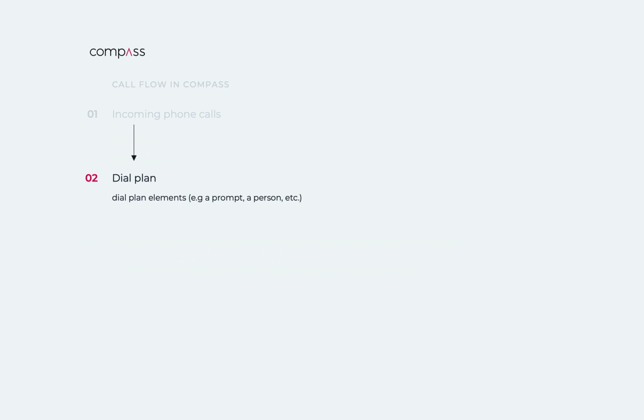The second step, a dial plan. When one of the numbers is receiving a call, each of these calls goes through its own dial plan. In this dial plan, there are elements such as sound prompts, IVRs, queues, etc. These elements determine how the call is being handled.